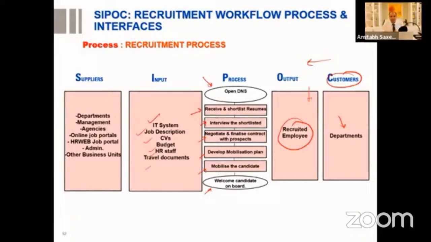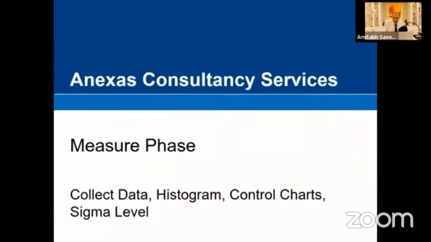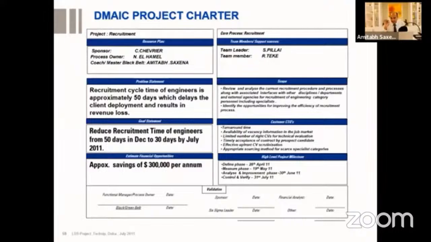Now here, let's see what the project charter is telling. Let me show you the project charter first before I go further. In the define phase, we make a project charter. It tells us that recruitment cycle time of engineers is approximately 50 days today, and we would like to reduce it to 30 days. So the project charter has got a problem statement and a goal statement. And if we are able to do this, it is going to save us $300,000 per annum. Okay, so every project saves some money. So we have created our project charter.